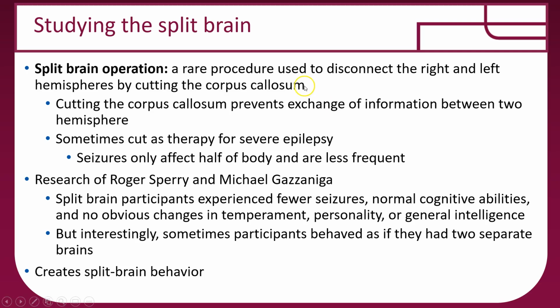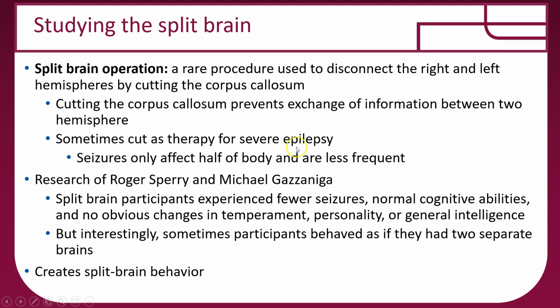To learn about lateralization, there is such a thing called a split brain operation, and this is, again, a very rare procedure that's used to disconnect the right and left hemispheres by cutting the corpus callosum. And by cutting the corpus callosum, you're preventing exchange of information between the two hemispheres. Again, this is a very, very rarely used procedure to treat severe epilepsy.